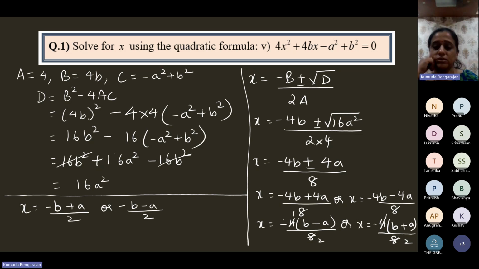Minus 4 is common. Why do we take out the common factor? Because you can simplify 4 in the numerator and 8 in the denominator. When you take out 4 common, you can simplify 4 in the numerator and 8 in the denominator.